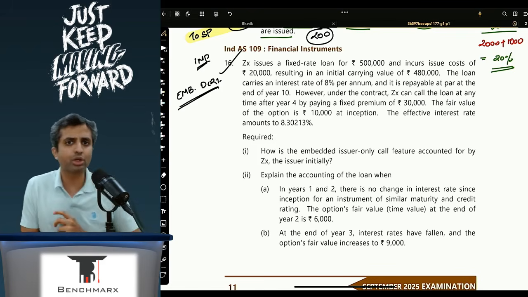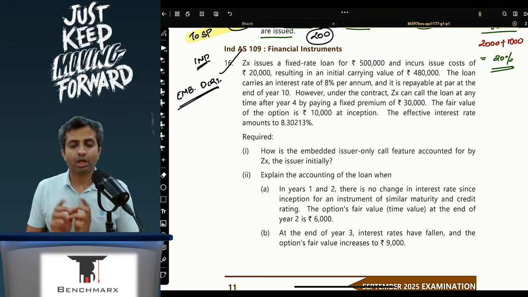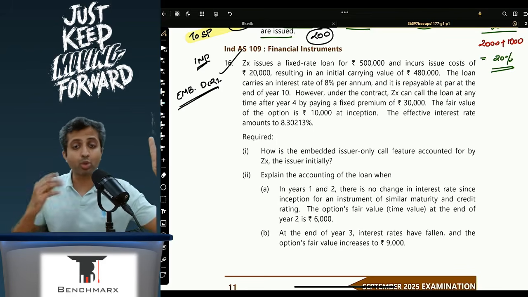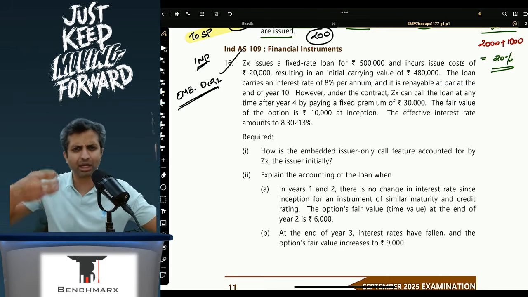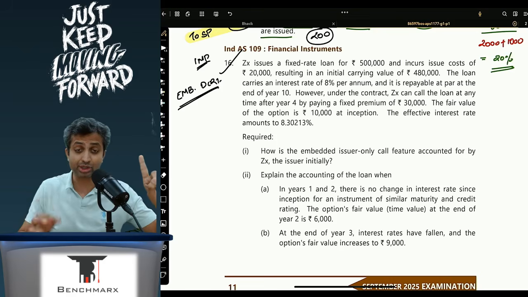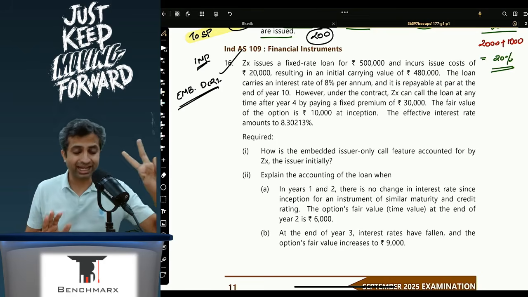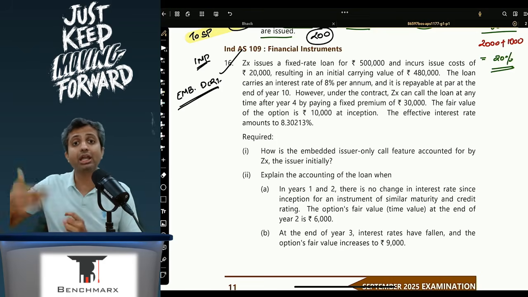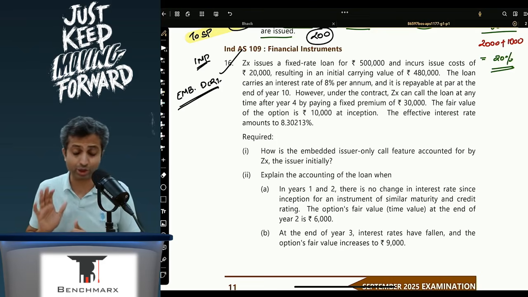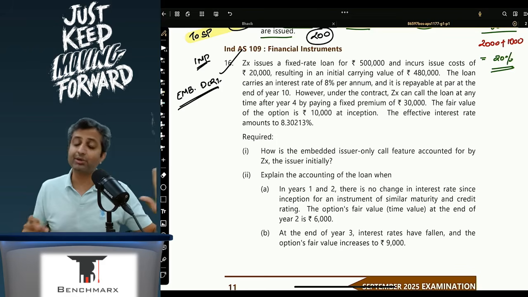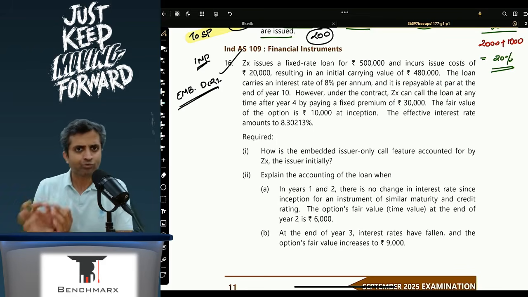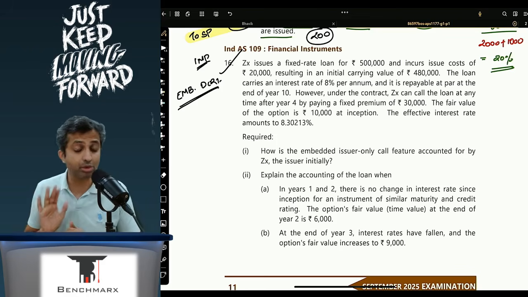So the thing that you have to remember over here is, with question number 1, whether a separation is needed or not. Typically a separation is needed if the economic characteristics are not closely related. Second, once a separation is done, how do you account for the loan? Well, using the amortized cost method. And how do you account for the derivative? Well, using FVTPL principles. Now, keeping that background into consideration, we will go over here.